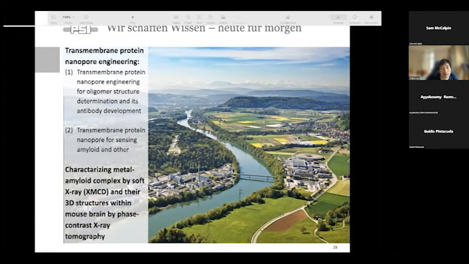The second part, which I haven't mentioned here, is that we are using large research infrastructure like the Swiss Light Source synchrotron, and also the neutron source and SwissFEL. For example, we are using soft X-ray magnetic circular dichroism to understand the magnetism of copper and iron when they bind to amyloid proteins. We're also using X-ray tomography, also available at the Swiss Light Source, to reconstruct the 3D structure of amyloid plaques in mouse brain and also in human brain. So that's some other activity.